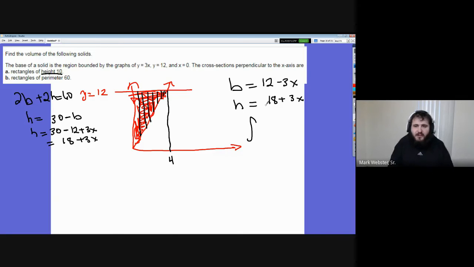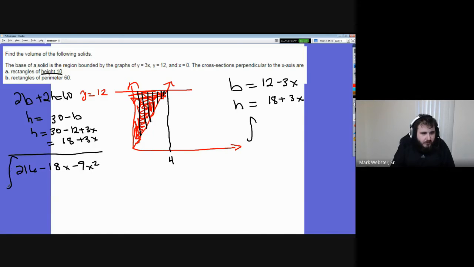Now, me personally, I don't want to have to deal with some kind of weird U-substitution. So I am going to FOIL these out. I'm going to multiply base times height, right? So I get 12 times 18 is 216. The two inner terms come out to 3x times 12 is 36x. 18 times negative 3x is negative 54x. 36 minus 54, that's negative 18x. And then this will be minus 9x squared.